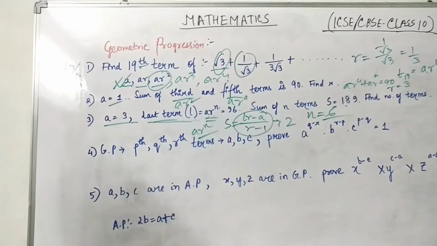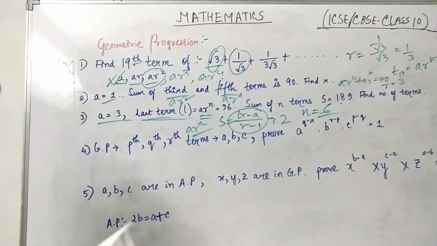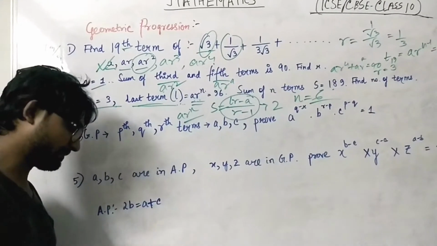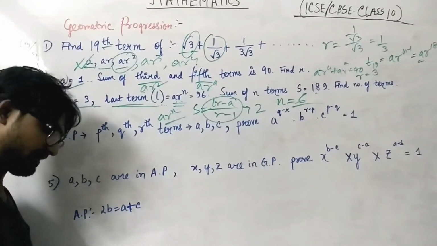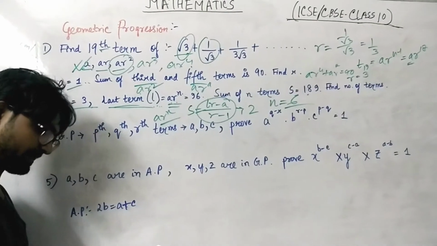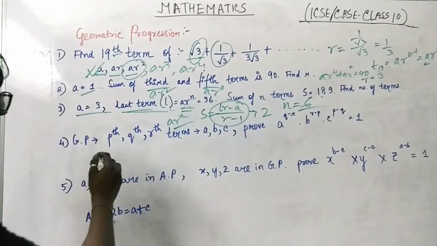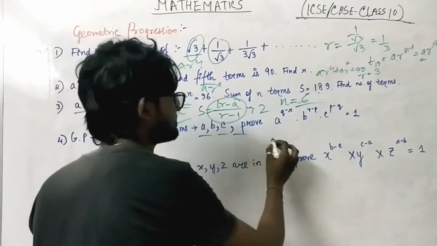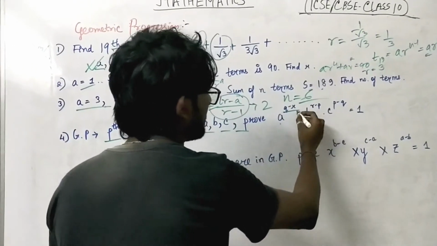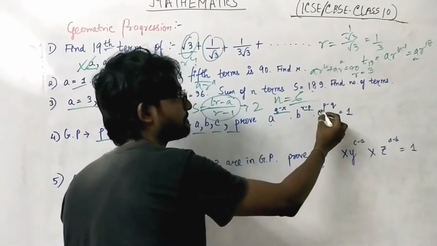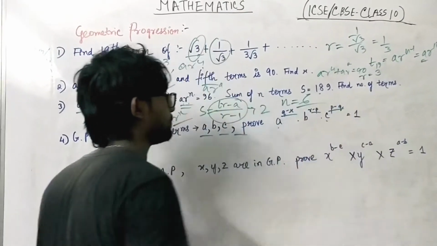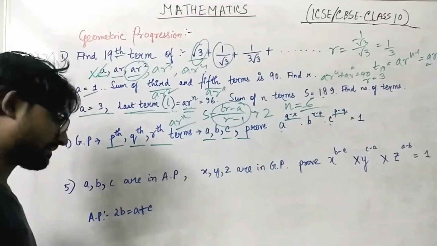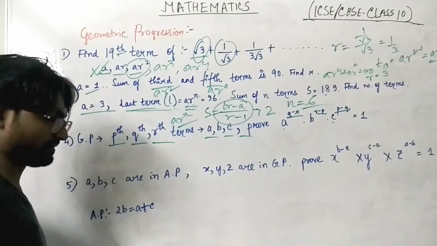And last, I will come to one important sum, which might come in your exam as well. In a GP sequence, the Pth, Qth and Rth terms are A, B, C. Prove that A to the power Q minus R, B to the power R minus P, C to the power P minus Q equals 1. This is a problem that you might get in your examination.